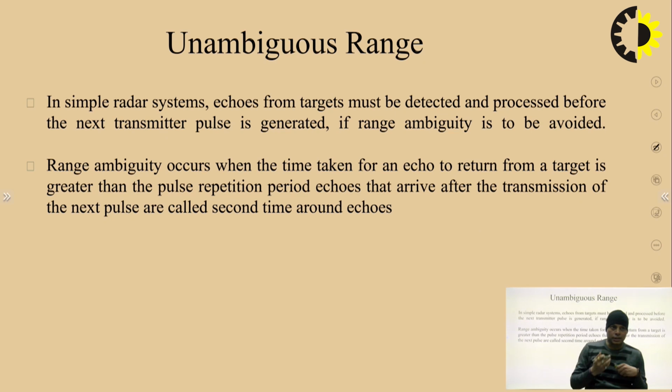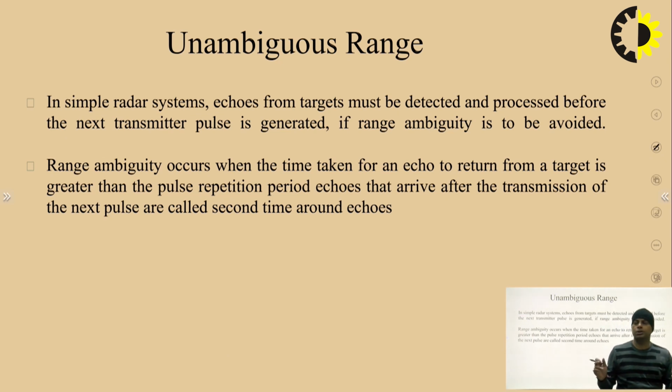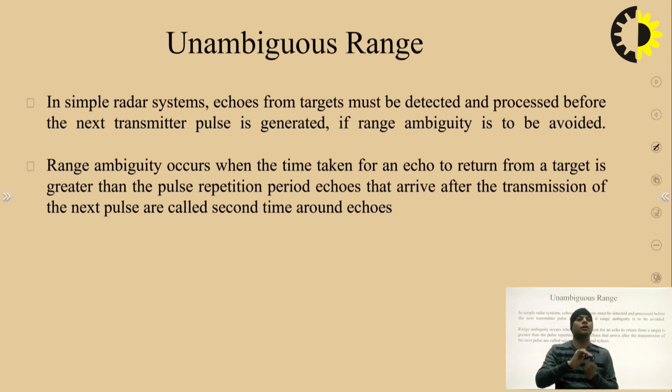So that means we are simply sending the signals and waiting before transmission of the next signal. We have to provide some specific time duration so that the echoes can be detected, and after that we will send the other one. If we do not do that, some ambiguity will arise.